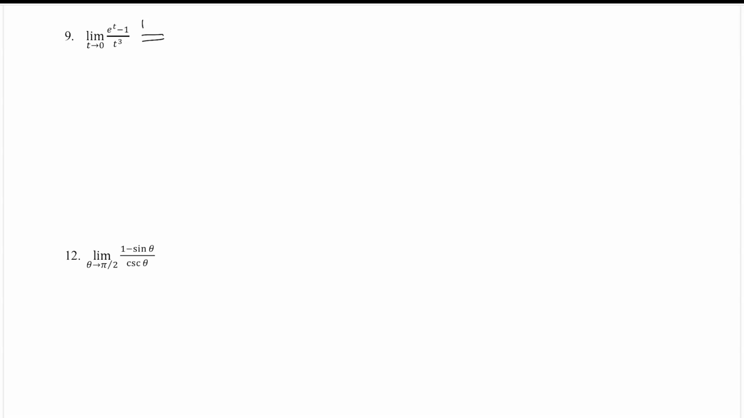Next we're going to look at exercise number 9, taking the limit as t approaches 0 of e to the t minus 1 over t cubed. So again, with any limit, our first option to try is direct substitution. So we'd get e to the 0 minus 1 over 0 cubed. And of course, e to the 0 is 1. So we'd get 0 over 0.